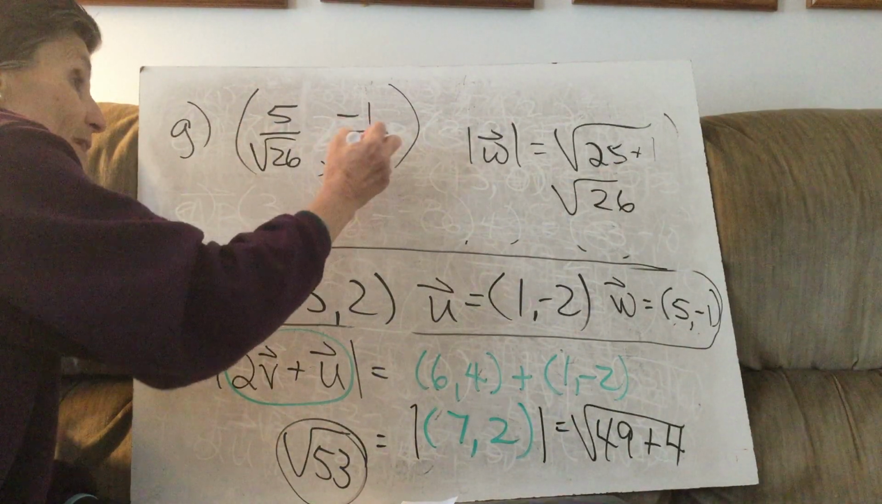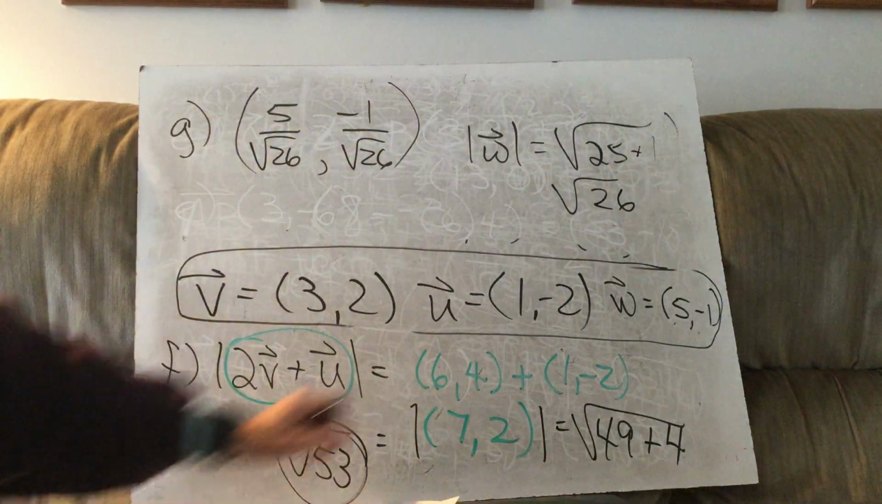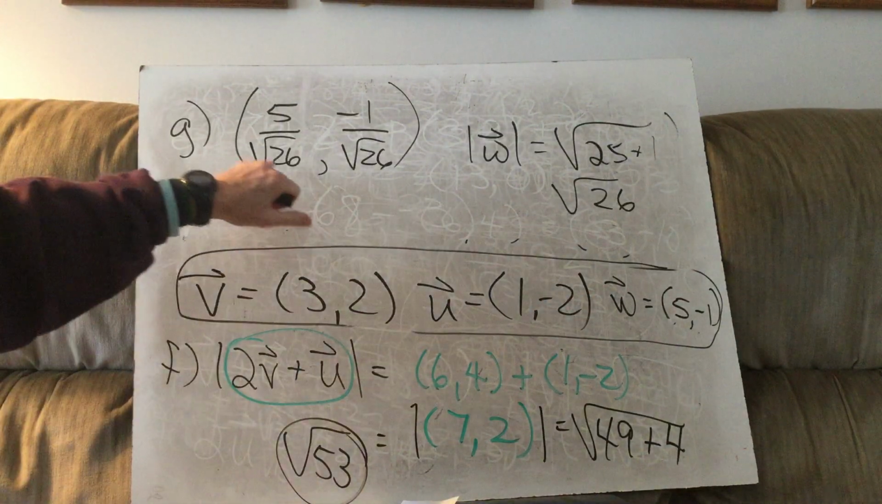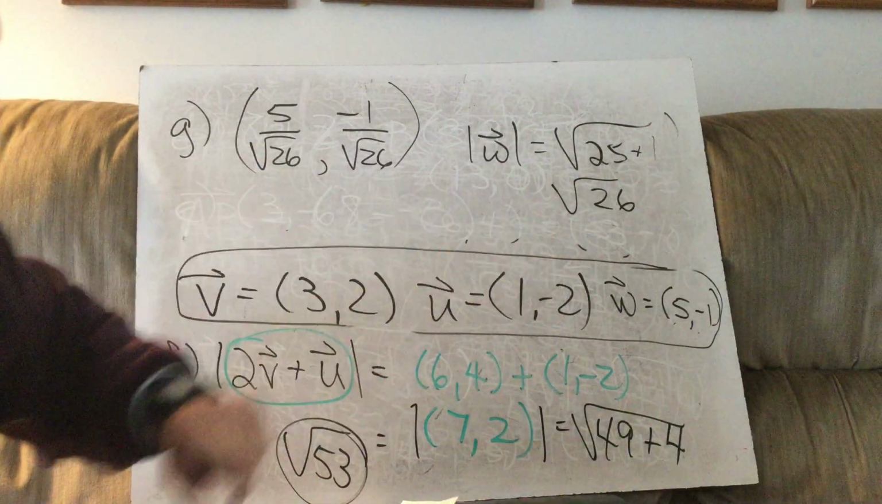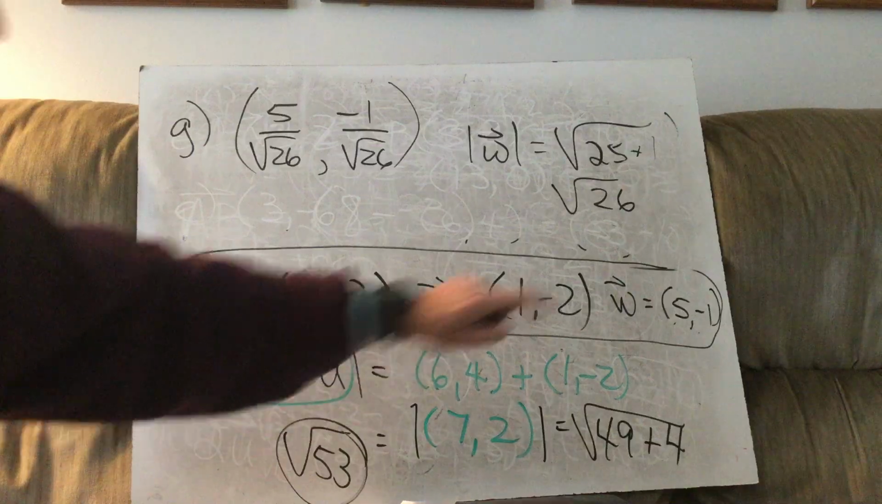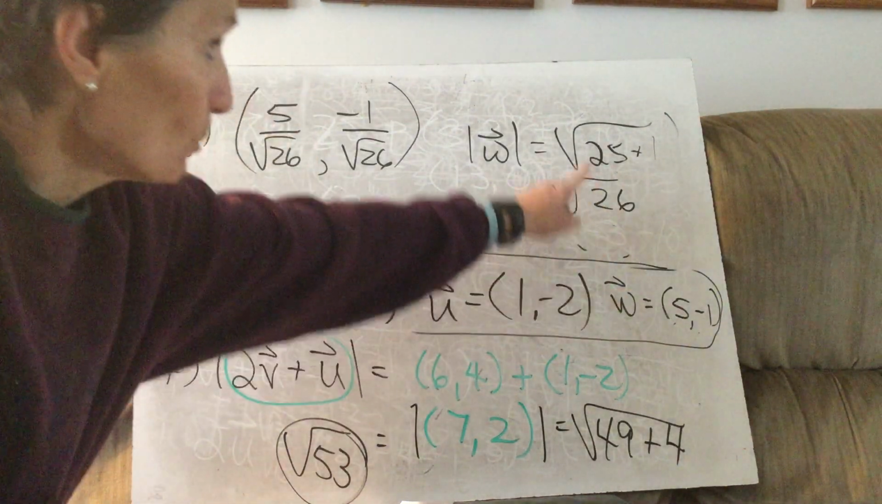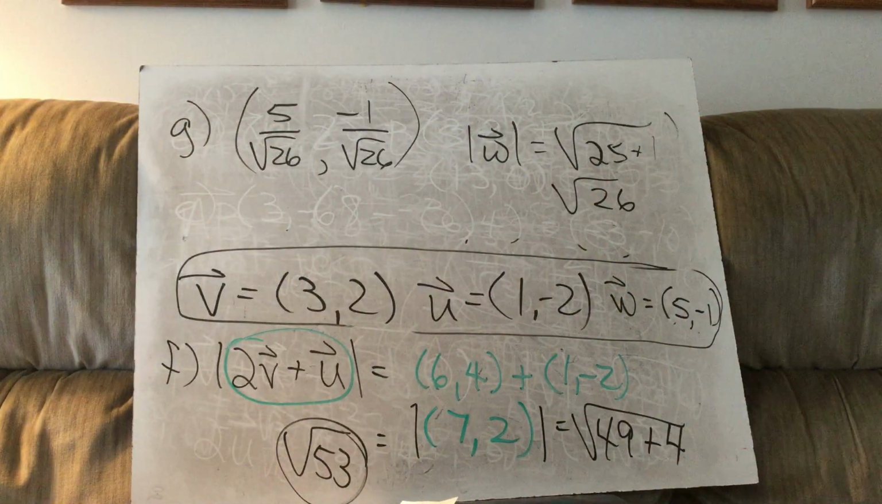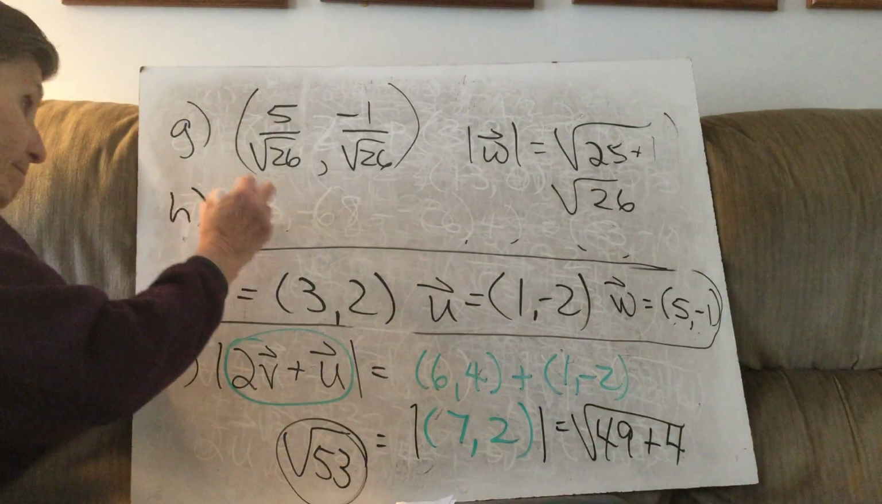So your unit vector is simply 5, -1, each divided by the magnitude, which is root 26. Square the first one, square the second one, add them up, and take the square root. And that's it. That's all there is to it.